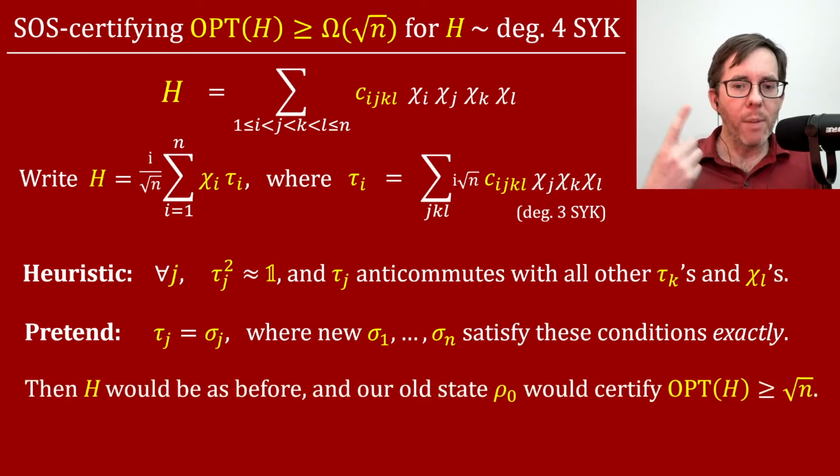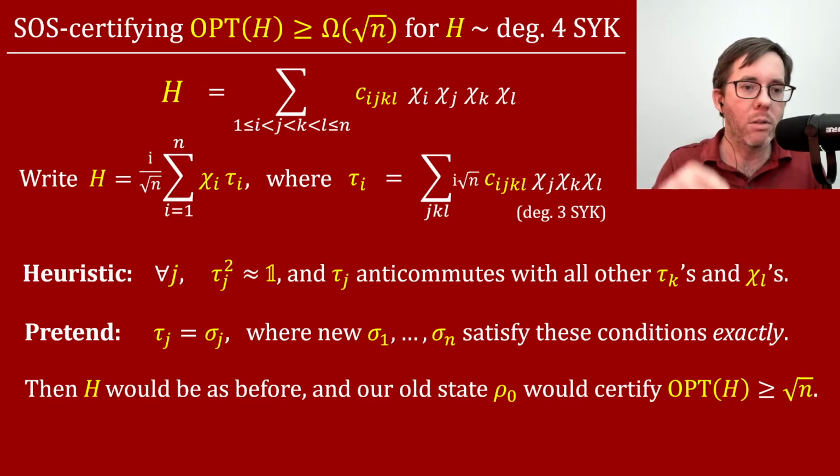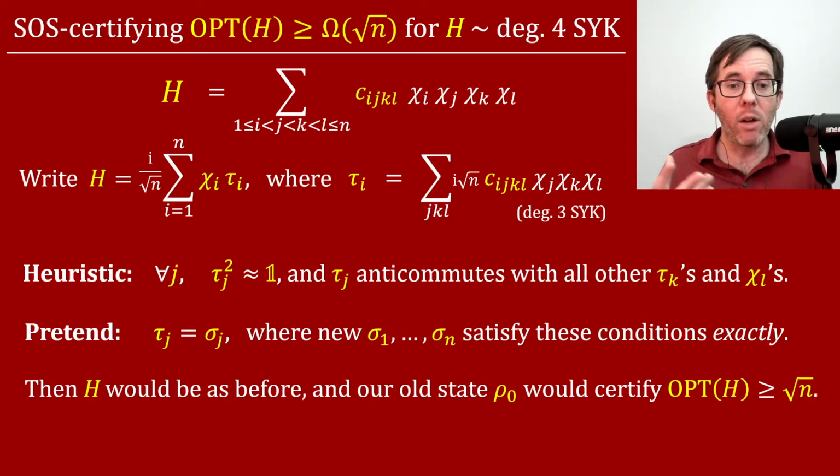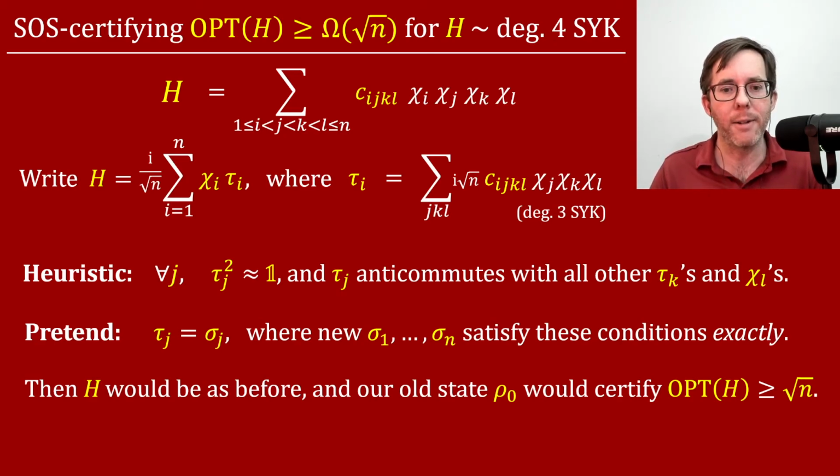Well, then if you look at H, it would be exactly as on the previous slide. If the tau i's magically equal these pristine anti-commuting sigma i's, it would just be the sum of chi i sigma i times 1 over root n. And we could write down our old state rho naught from the previous slide, and this would certify that opt is at least square root n, exactly as desired.